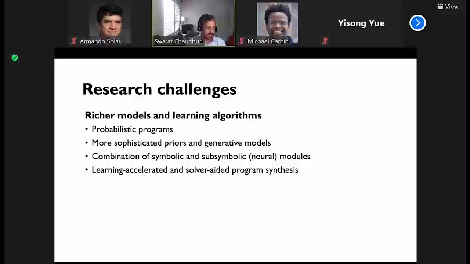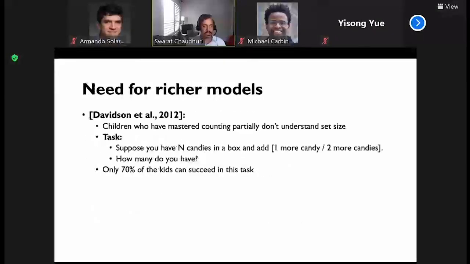And then, of course, there is the question of how do you do inference. The way they did things in those earlier papers scales up to a point, but presumably with our learning accelerated and solver-aided program synthesis techniques, we'd be able to learn much more complex models and thereby explain much more complex phenomena.